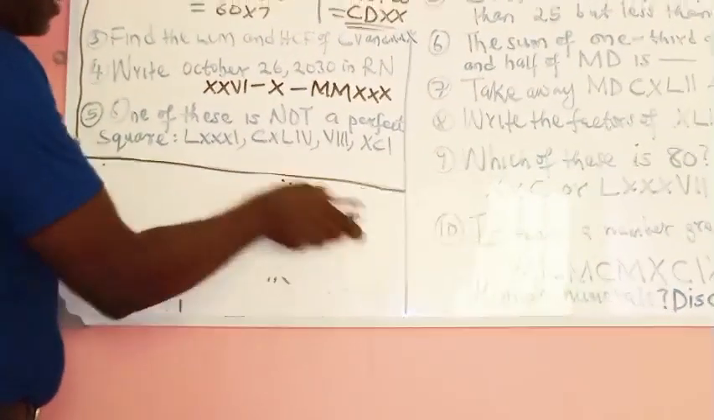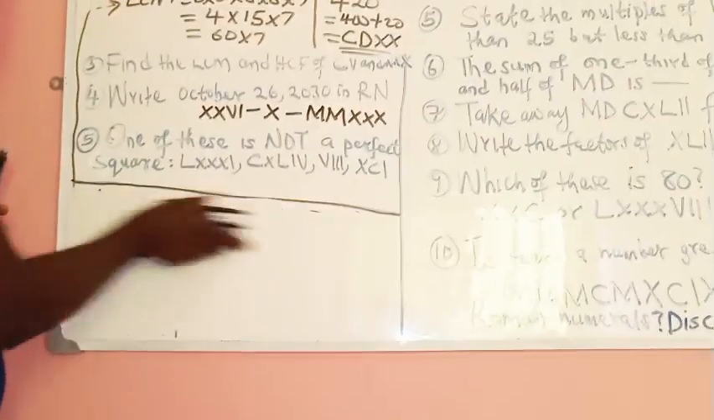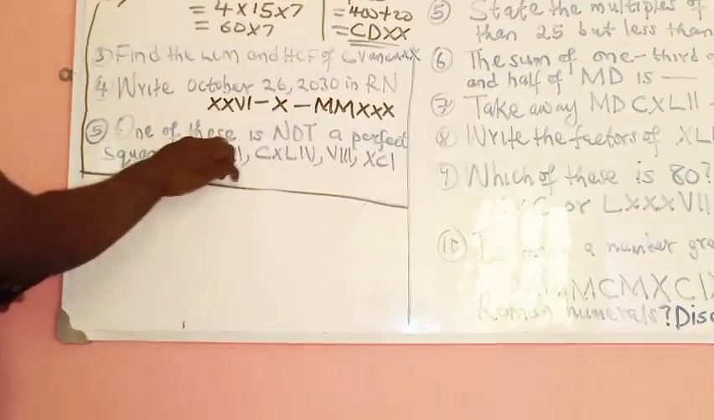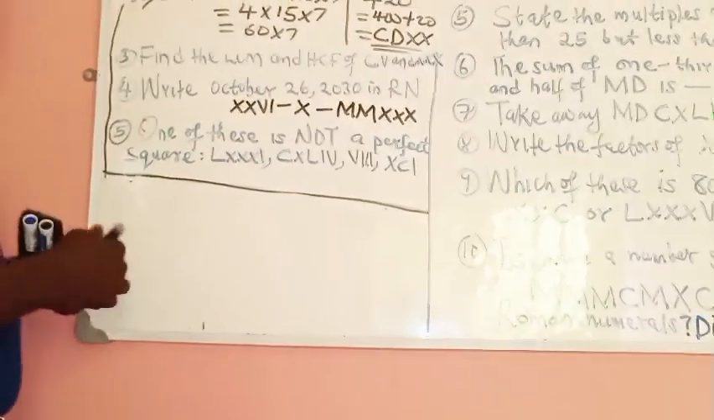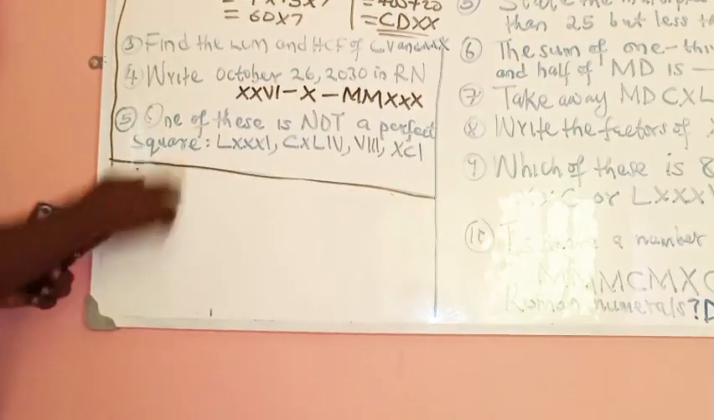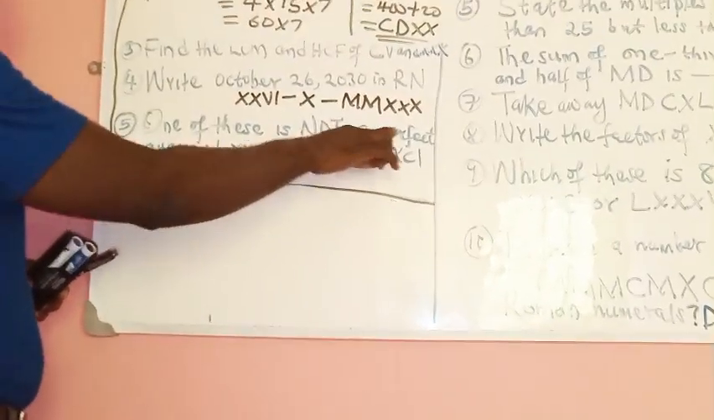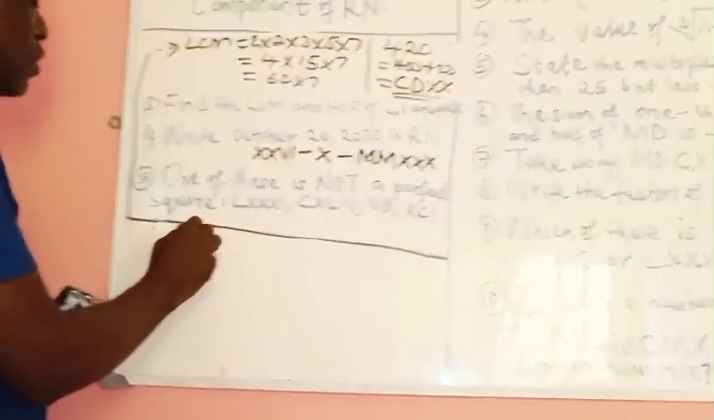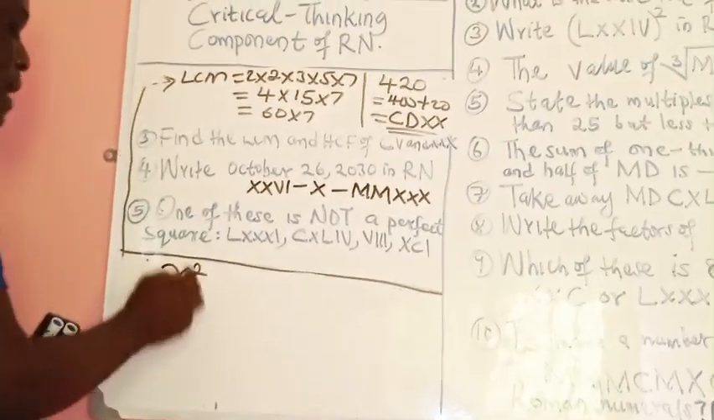The next question says, look at this. It says that one of these is not a perfect square. One of these is not what? A perfect square. What is a perfect square? A perfect square is a number that you can express to the power of what? 2. Any number that you can raise to the power of 2 is called a perfect square.